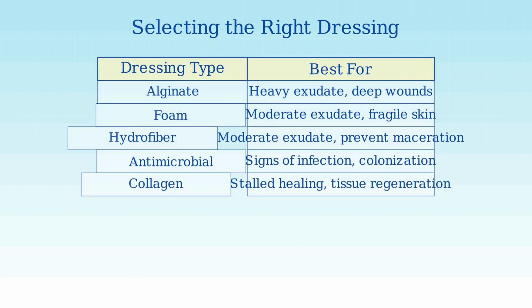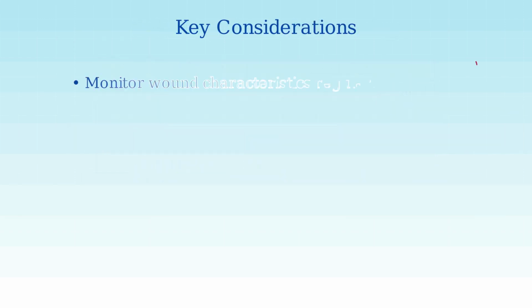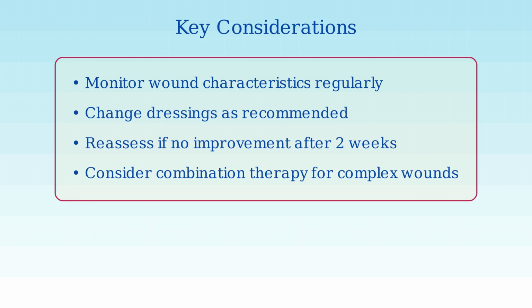Selecting the right specialized dressing depends on the specific needs of the chronic wound. Consider factors like exudate level, presence of infection, and the wound's healing stage. When using specialized dressings, remember to monitor wound characteristics regularly. Change dressings as recommended, reassess if there's no improvement after 2 weeks, and consider combination therapy for complex wounds.